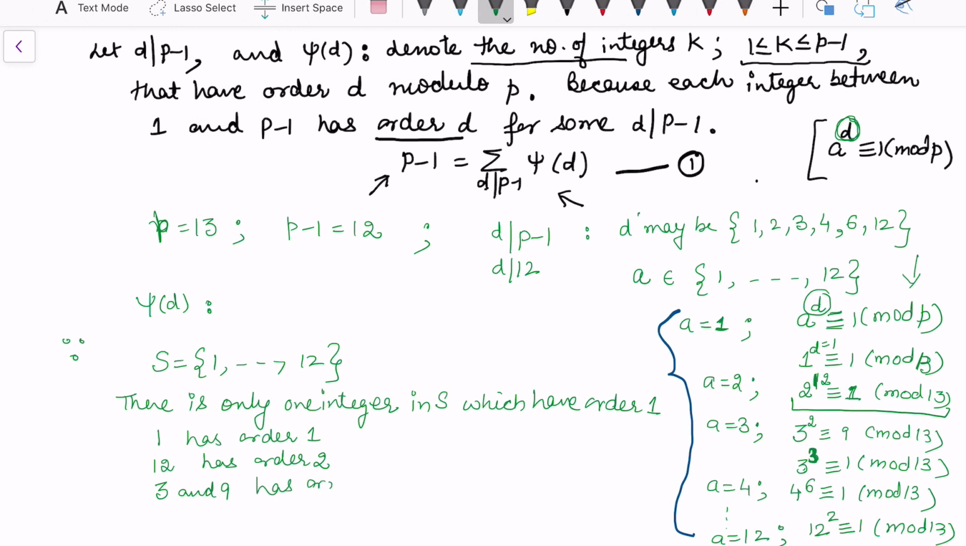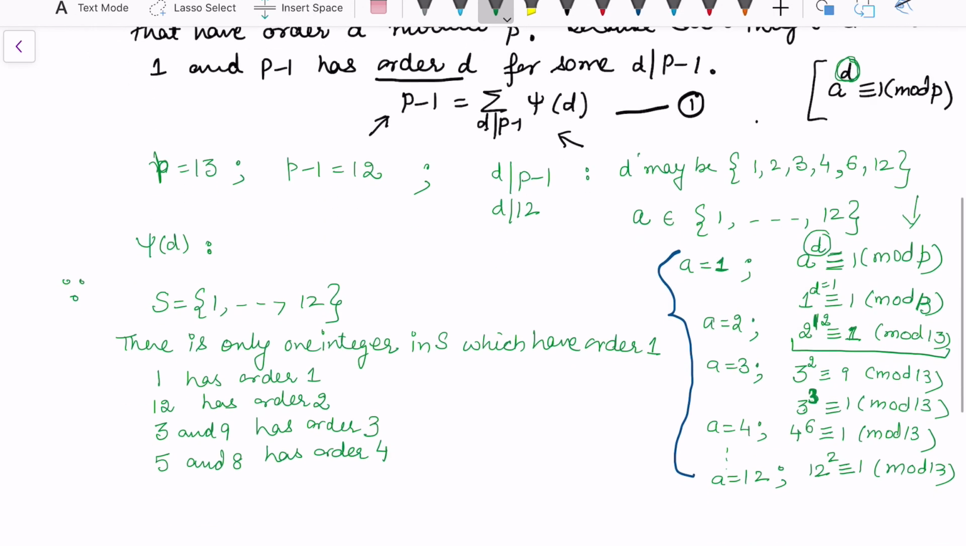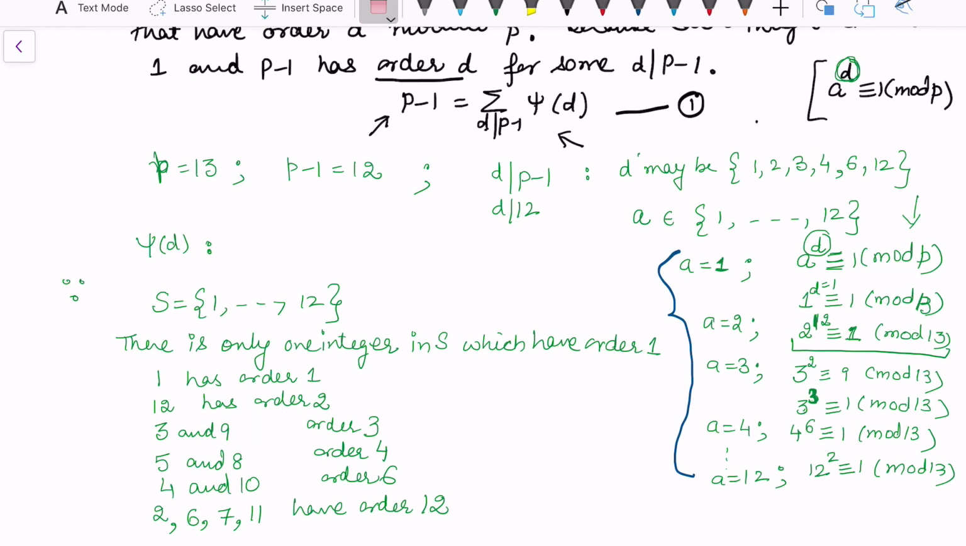have order 3. We may say 5 and 8 have order 4. We may say 4 and 10 have order 6. And the 4 remaining numbers, namely 2, 6, 7, 11, have order 12.